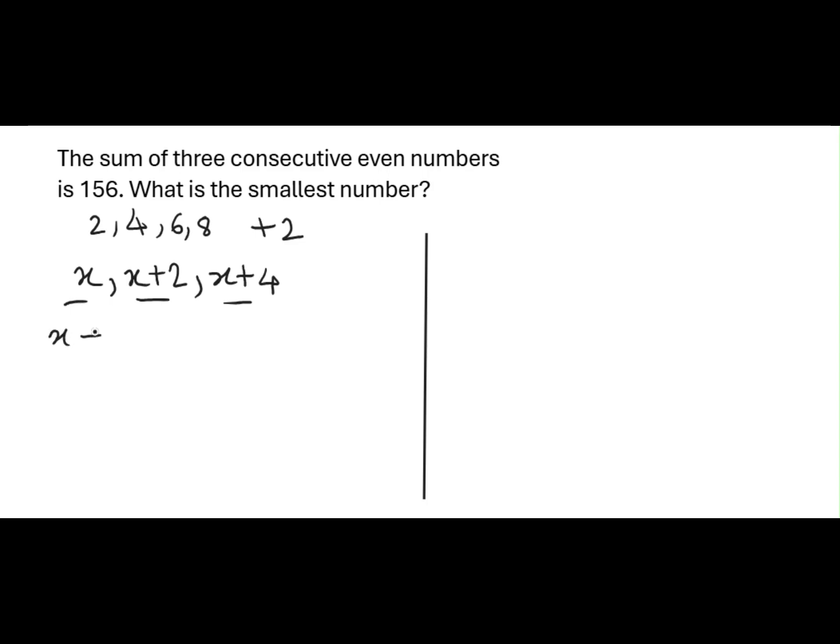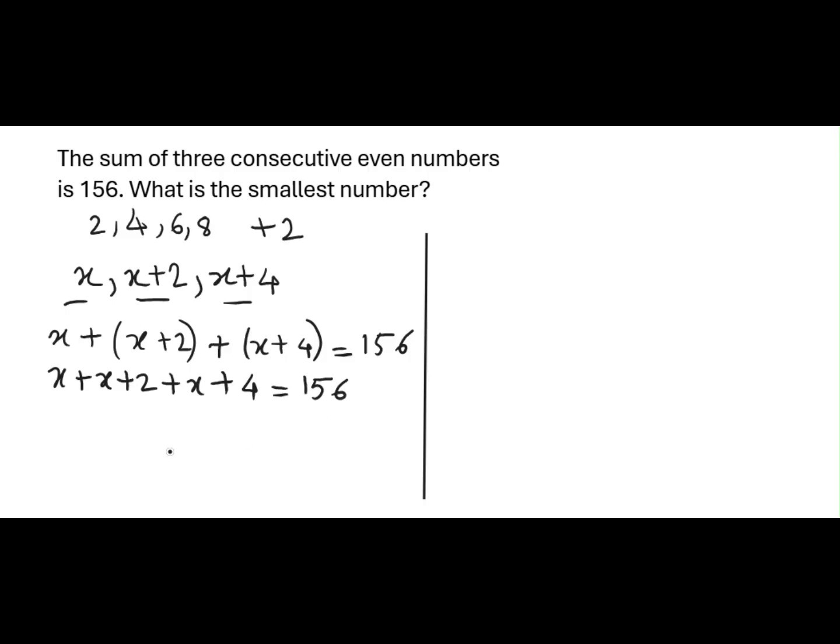So x first number plus x plus 2 second number plus x plus 4 third number, and their sum is 156. So here we will open up the bracket. It's easy, nothing will change. x plus x plus 2 plus x plus 4 is equal to 156. Now we can add all the x terms. 3x terms are here, so we will get 3x plus 2 and 4 can be added, we will get 6 and is equal to 156.